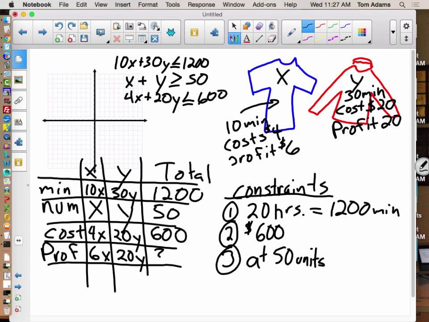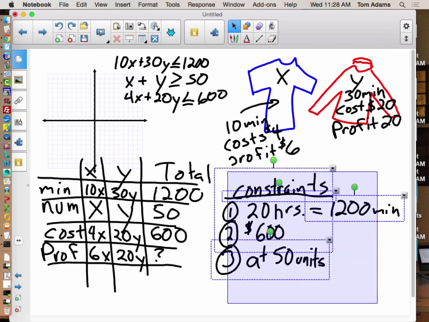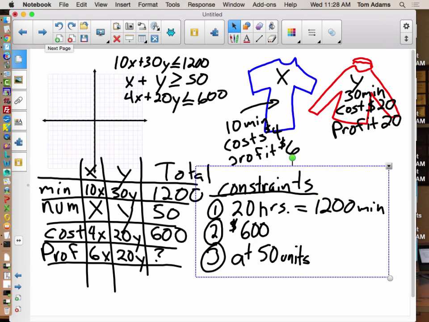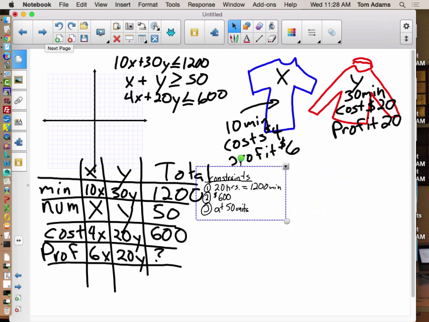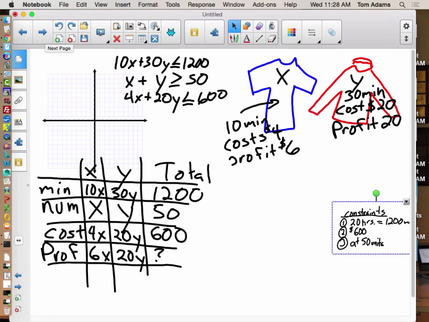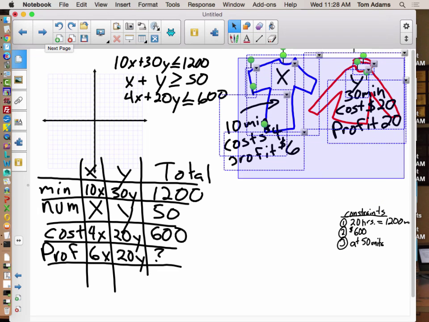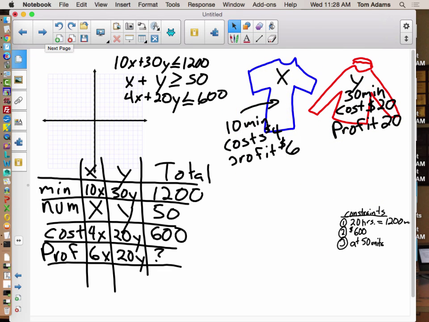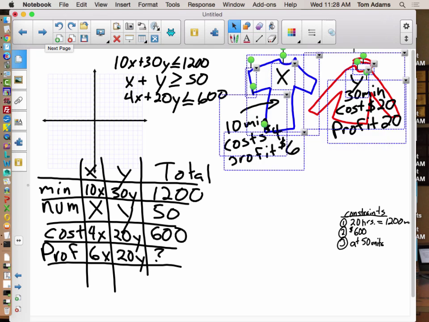How much am I going to make? Well, you do the t-shirts plus the sweatshirts. So my equation then for profit would be, let me, I don't want to get rid of this, but I want to write it over here. I want to make it smaller. Oh, it's not cooperating with me today.